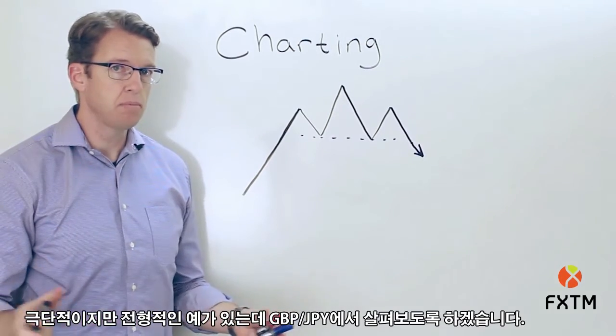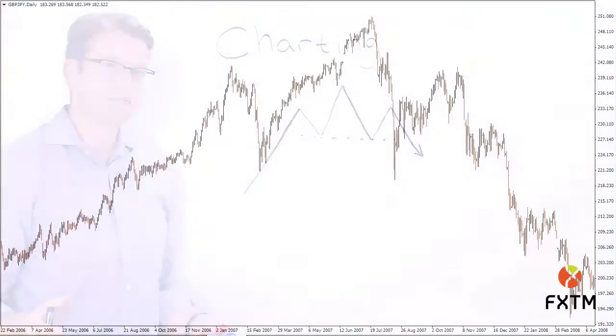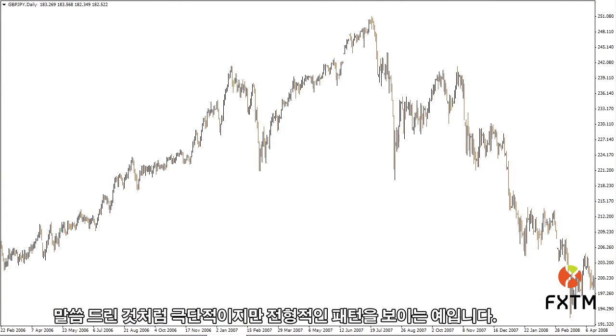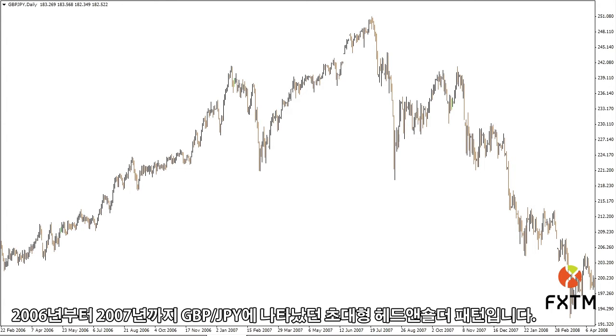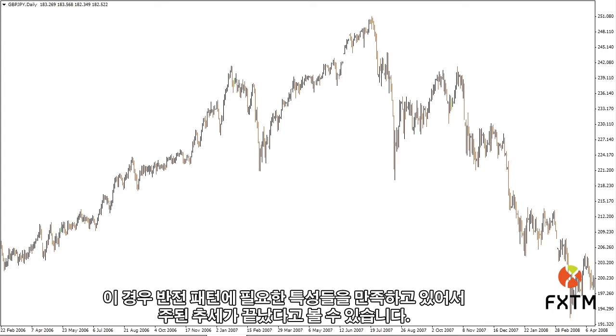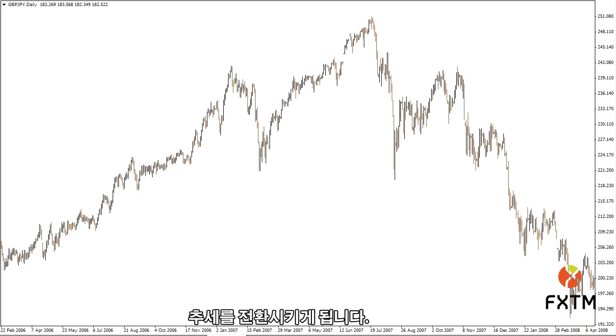Now, I have an extreme example, but this is pretty classic that we can take a look at on the pound yen. As I said, this is a pretty extreme example, but it's classic. And we do find these from time to time in the Forex. This is a very large head and shoulders pattern that appeared on the pound yen in early 2006 through 2007. So it really filled those characteristics that we're looking for in a reversal pattern, where we actually are assuming that the prevailing trend is going to end, not that the breakout is going to be in favor of the prevailing trend, but instead that the trend is actually going to reverse.